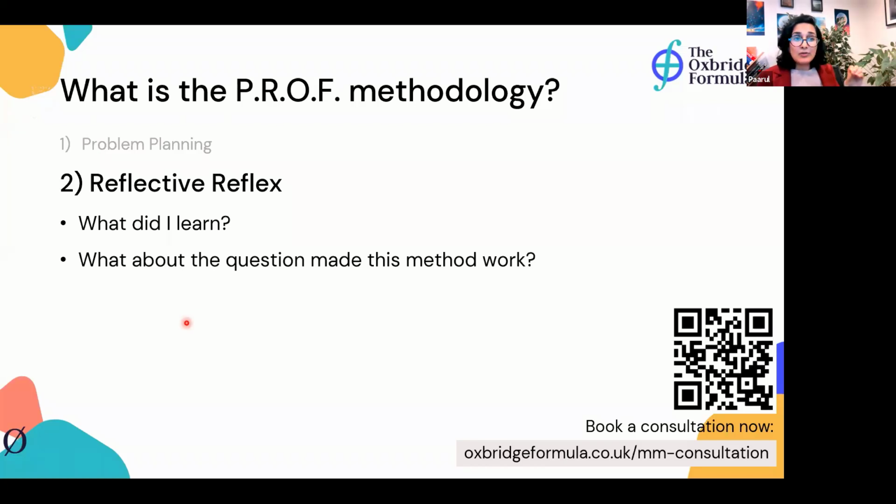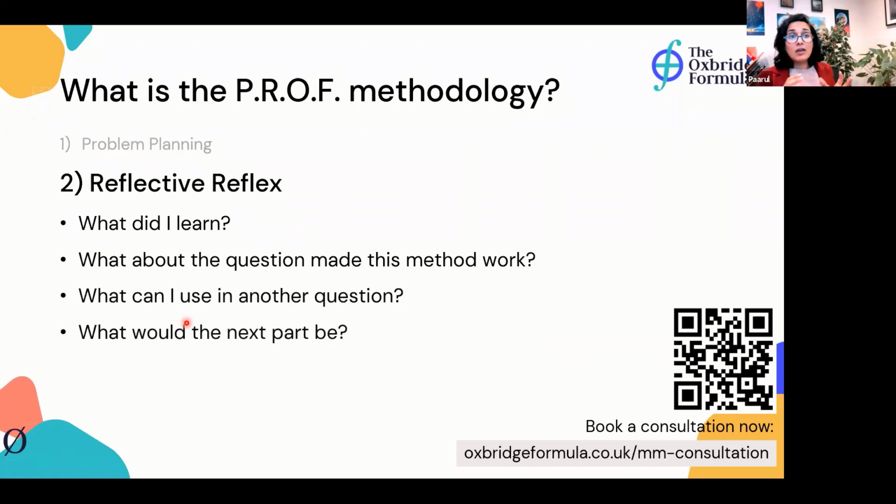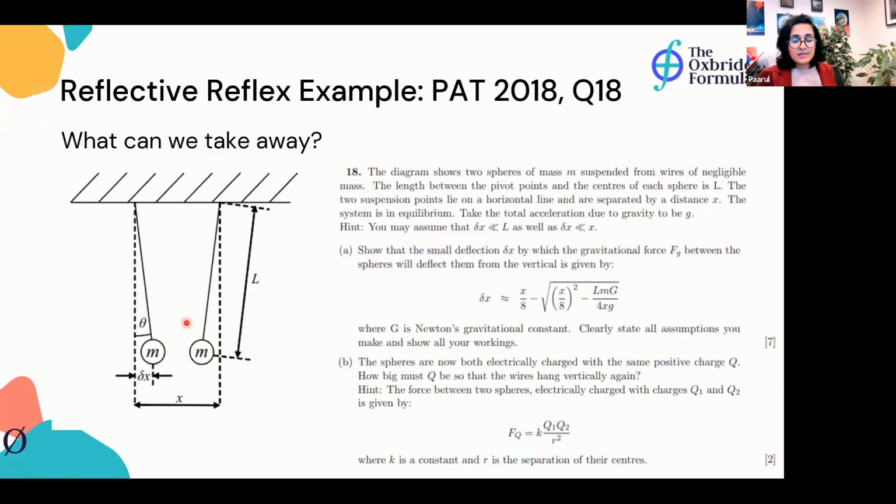What was it about the question that made the method I used work? What have I learned here that I could actually use in another question? What if I had to make up a part C to this question, what would it be? What potential part Cs could I make? If I change the question in a certain way, what works and what breaks? Like what still works and what now doesn't work? So let's do the reflective reflex for this particular question.